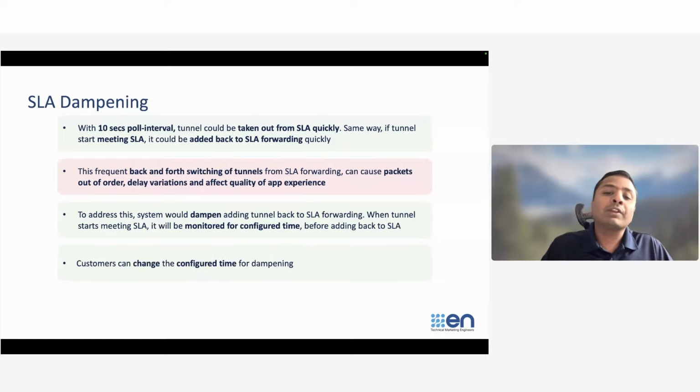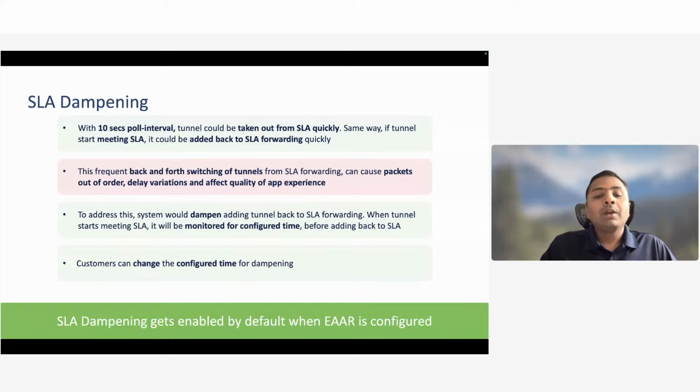So again, there is a default time that we monitor. You can also change this time depending on your network conditions, depending on your application requirements. You can tune these dampening timers. The best practice recommendation, though, is do not change the poll interval to be lower than 10 seconds. The default minimum is 10 seconds today. Again, I mentioned SLA dampening gets enabled by default when you have enhanced application aware routing configured.